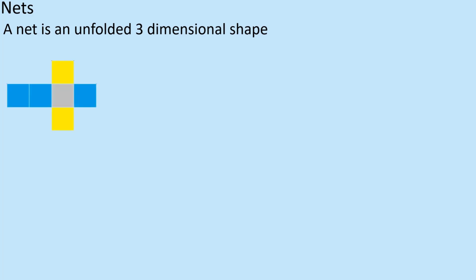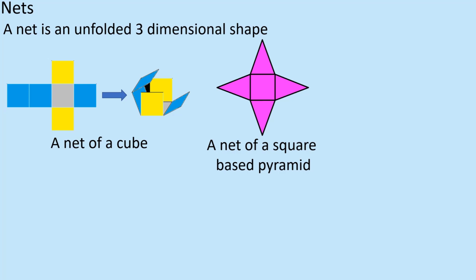All right, so the cube that you'll come across more often than not looks something like that. So you've got 6 squares which fold together to make a cube. Another one might look like this one, a square-based pyramid. So you've got a square, and then you've got the 4 triangles which fold up to make the pyramid.